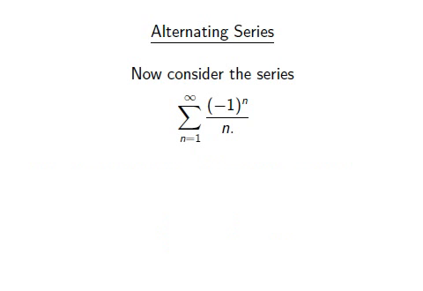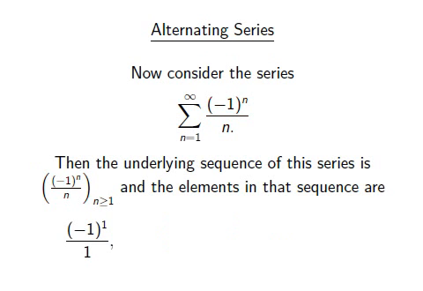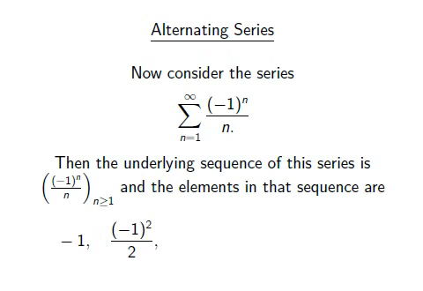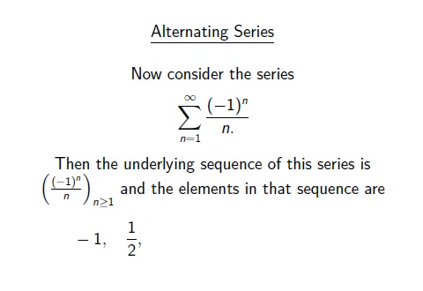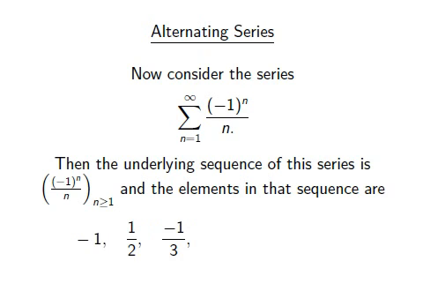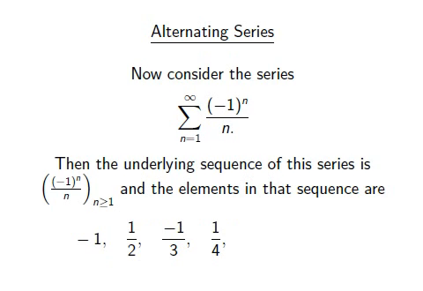Next we introduce a small but significant change to our series. Consider the series taken over (-1)^n divided by n. Then this is the underlying sequence and its elements are (-1)^1 over 1, which is -1, (-1)^2 over 2, which is plus a half, (-1)^3 over 3, which is minus a third, (-1)^4 over 4, which is plus a quarter, and so on.